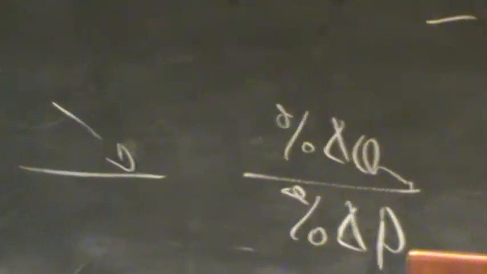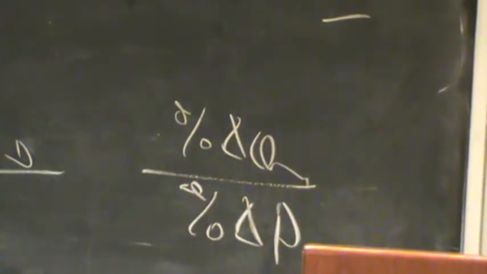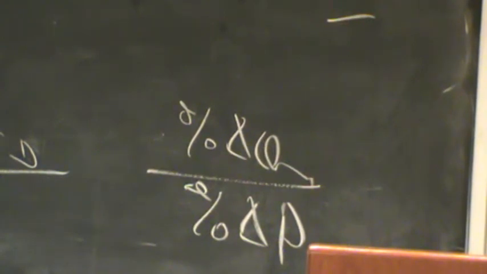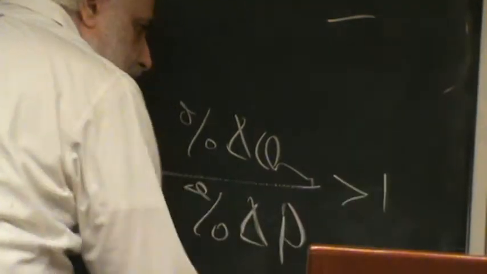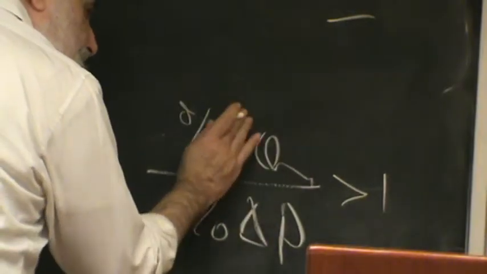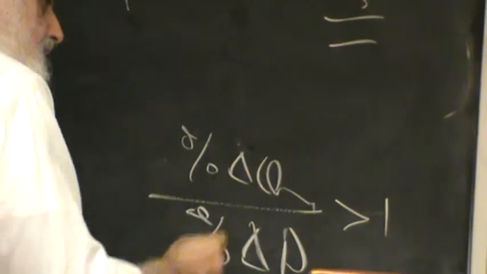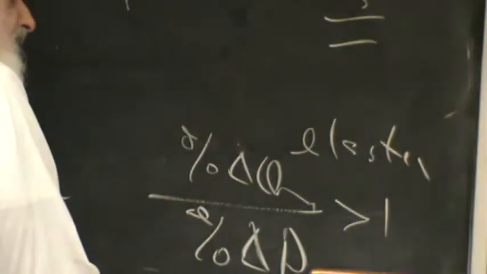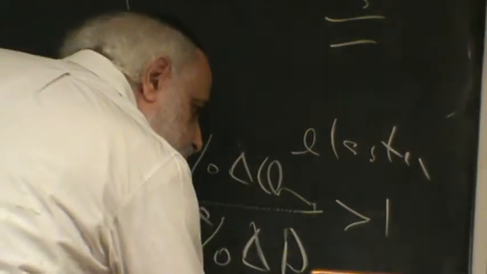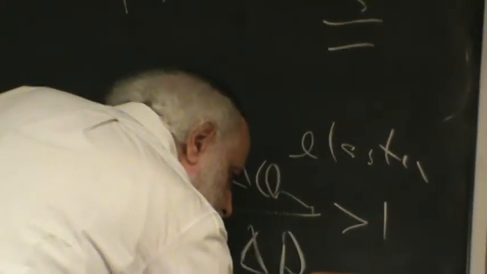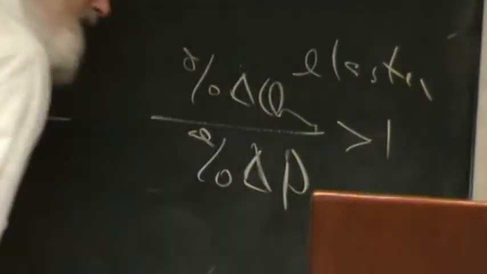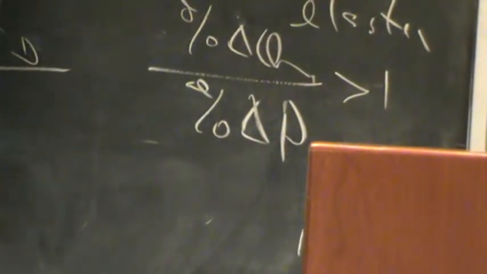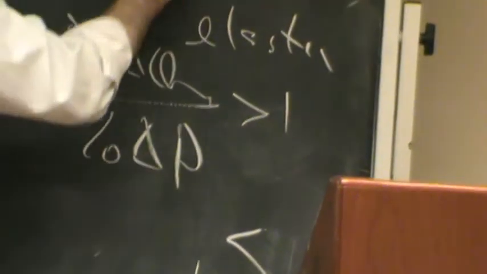Percentage change in quantity over the percentage change in price. If the percentage change in quantity is greater than the percentage change in price, this is going to be greater than 1. In other words, if quantity is changing more than price does, it's called elastic, and that's greater than 1. If the percentage change in quantity is less than the percentage change in price, it's called inelastic. And if the percentage change in quantity is equal to the percentage change in price, it's called unitary elasticity.